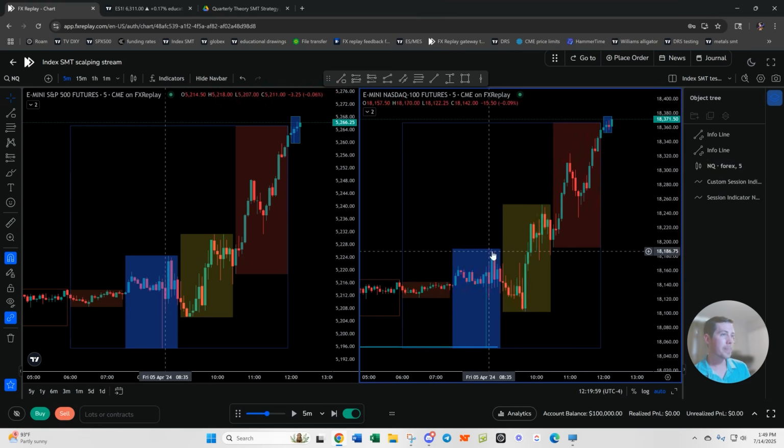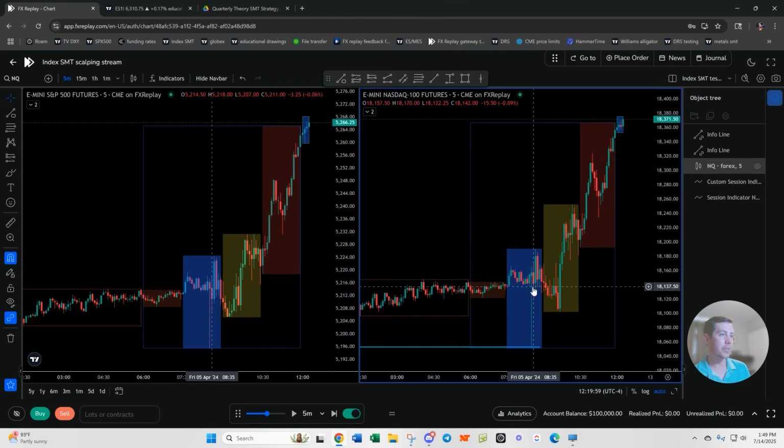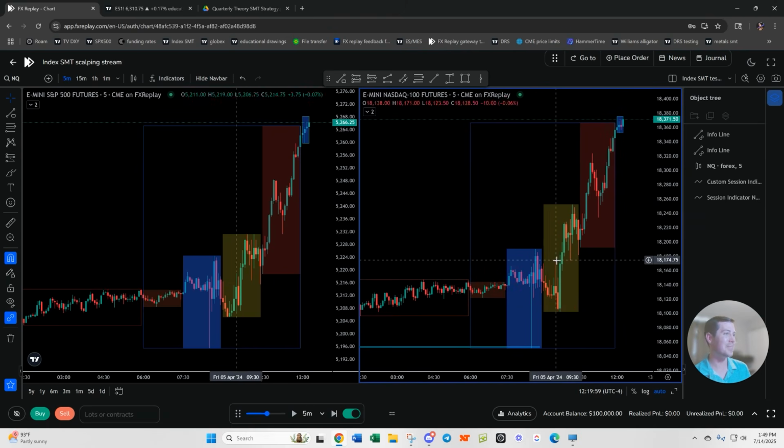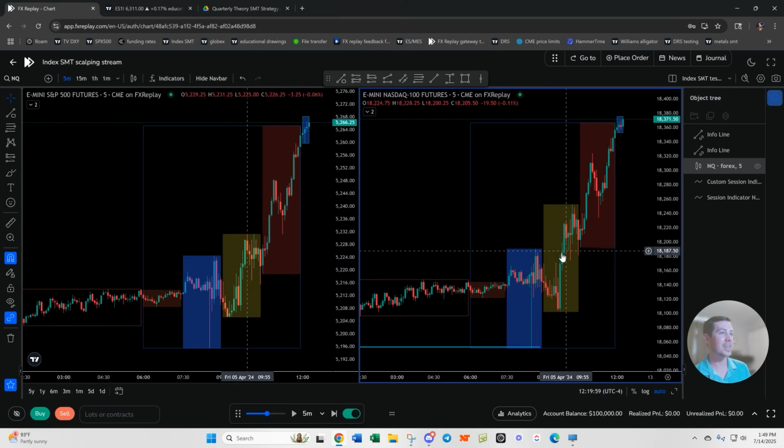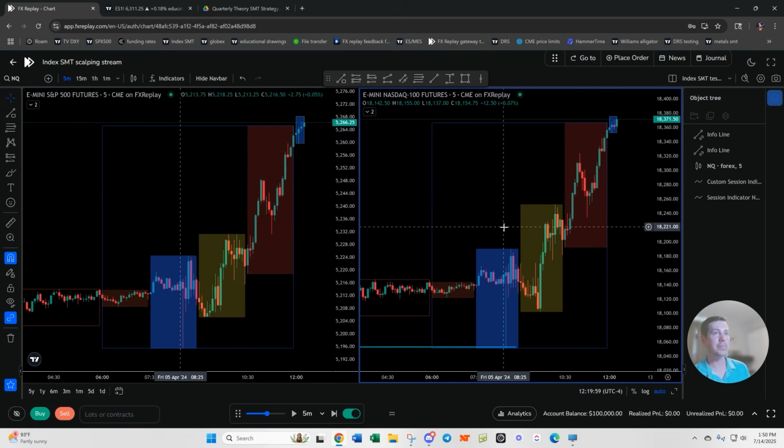Or we had a kind of unicorn model, a little pre-market. We swept this low, broke this high. Now we had a breaker and a fair value gap. You could potentially trade a limit order unicorn model entry up here, aligning with the higher time frame trend. So you can use the same methodology with whatever models you guys want to trade.